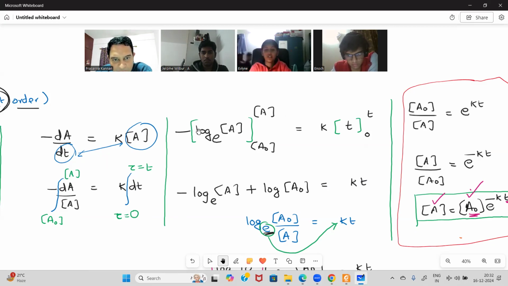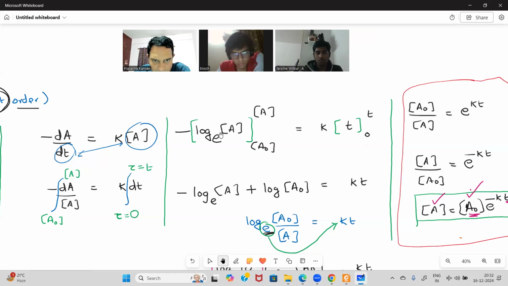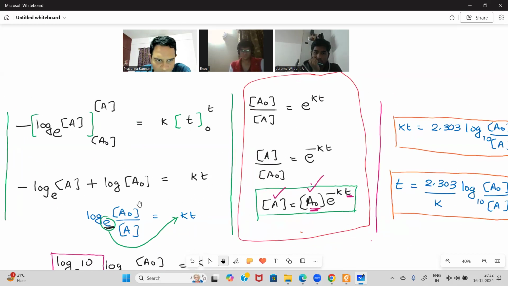Now, upper limit minus lower limit. So that's going to be minus log A plus log A naught is equal to KT. So log M minus log N is log M by N, correct? So A naught by A is equal to e power KT. If you take the reciprocal, it will be A is equal to A naught into e power minus KT.